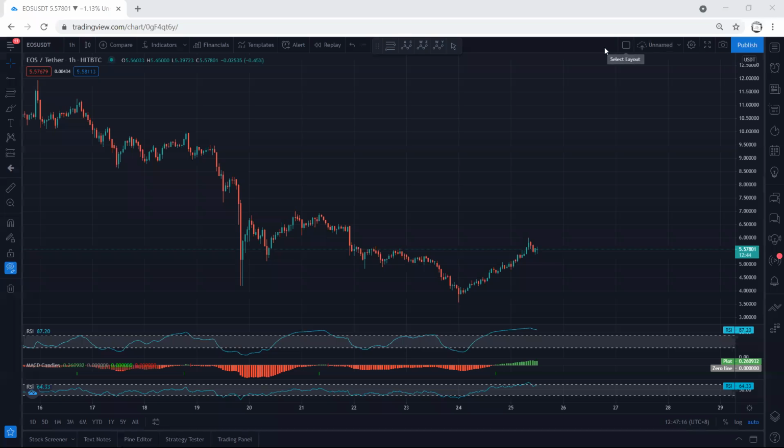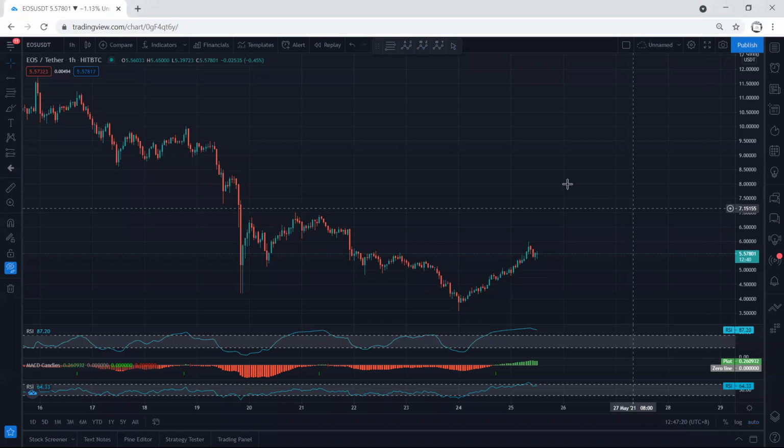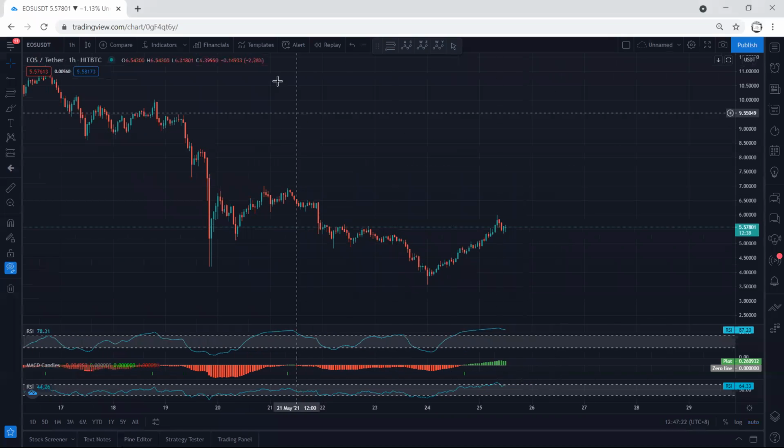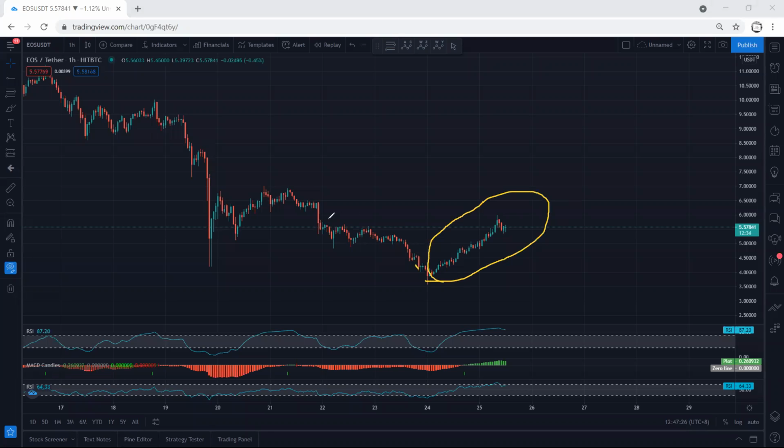We start with 1 hour chart. Just want to give a quick update. First of all, we have been looking for buy since the price was within this move, and this is what we get. We mentioned we want to see the breakout of this top, which is around 5.6.